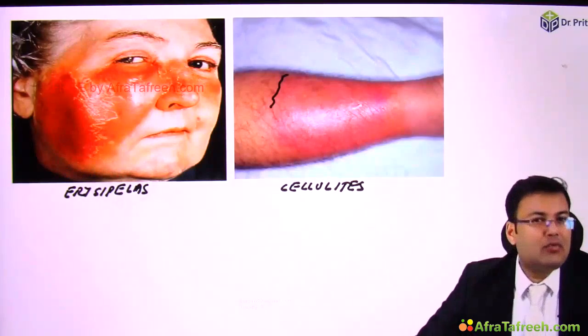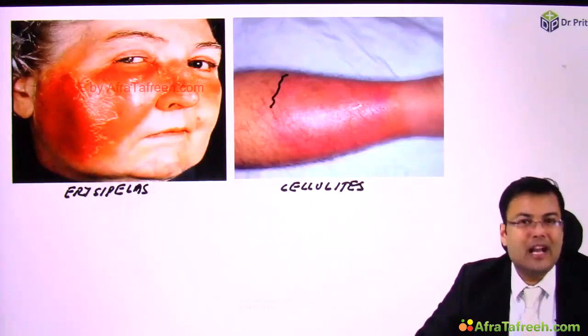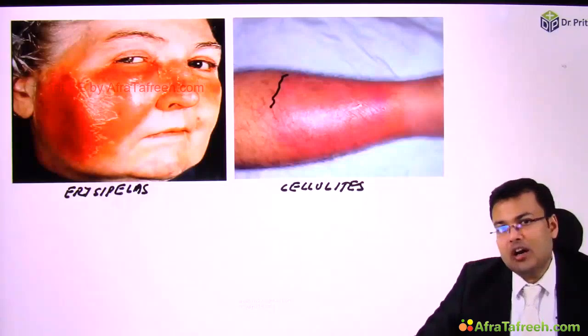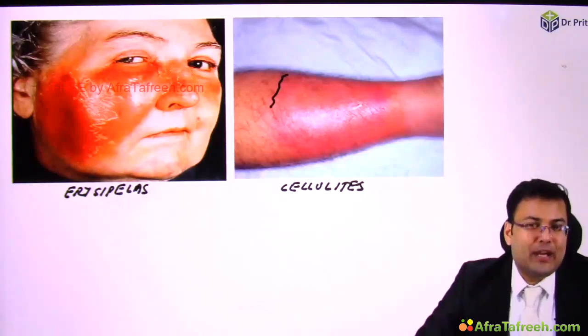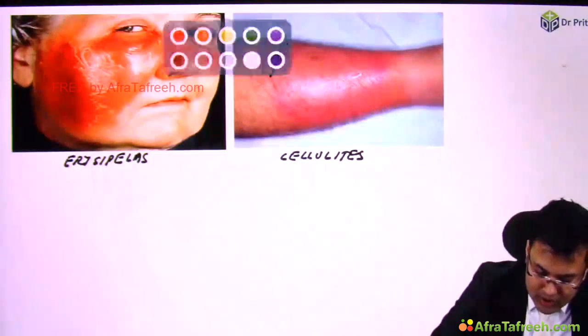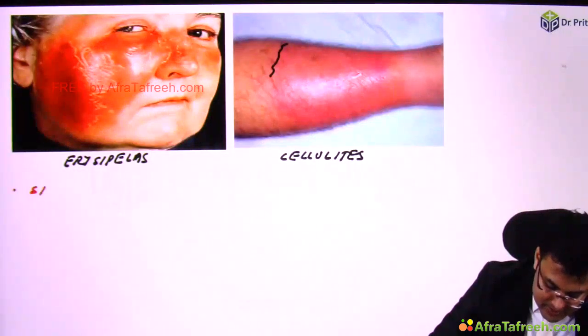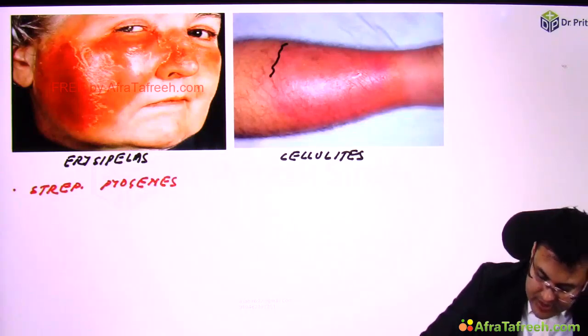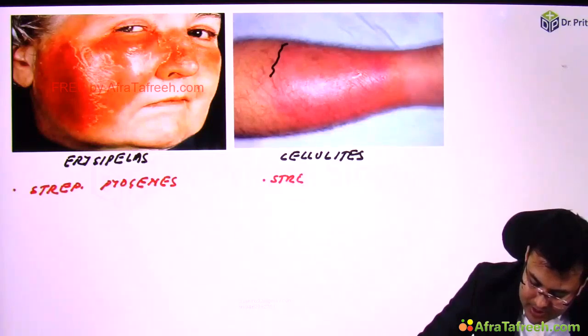First question, what are the organisms responsible? Actually speaking, in both the organism is the same, and that is Strep pyogenes. So the most common organism responsible is the same in both, Strep pyogenes. Here also it is Strep pyogenes.